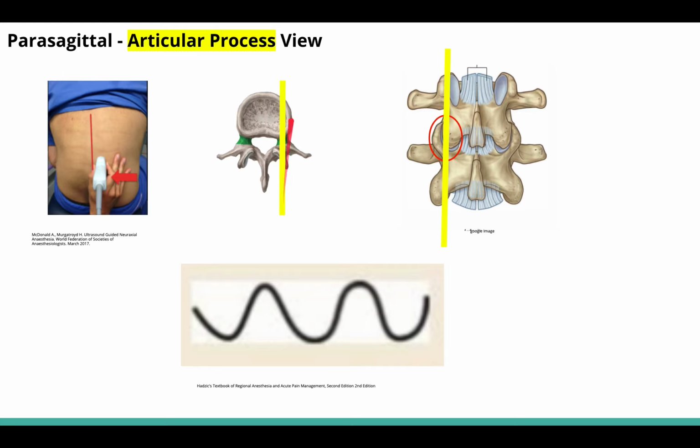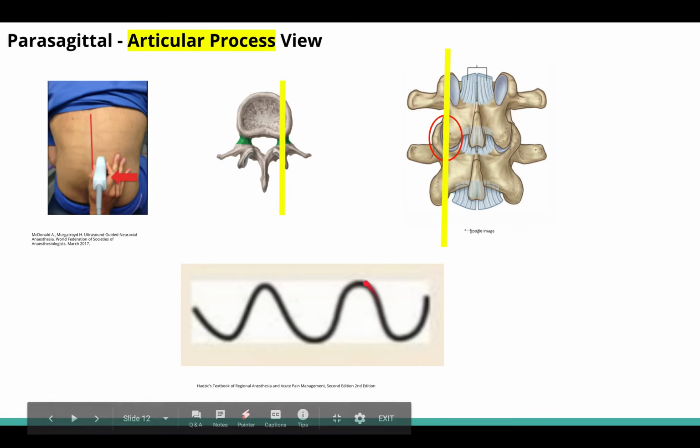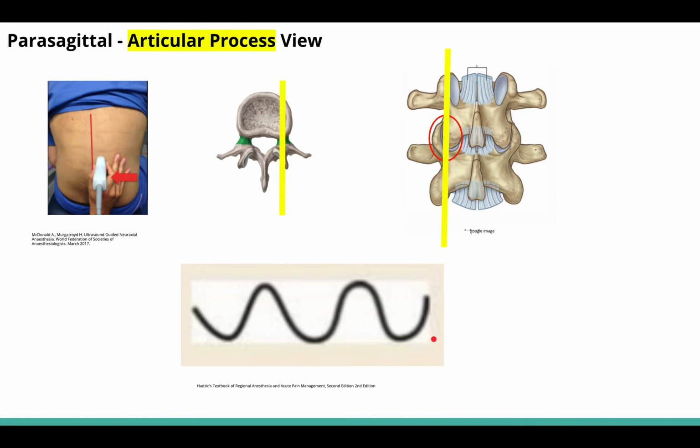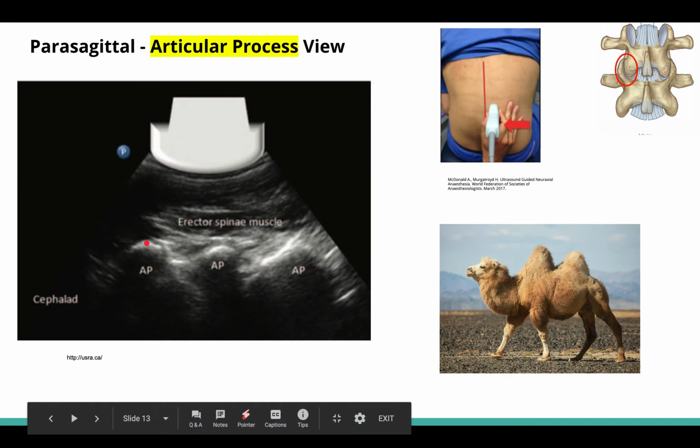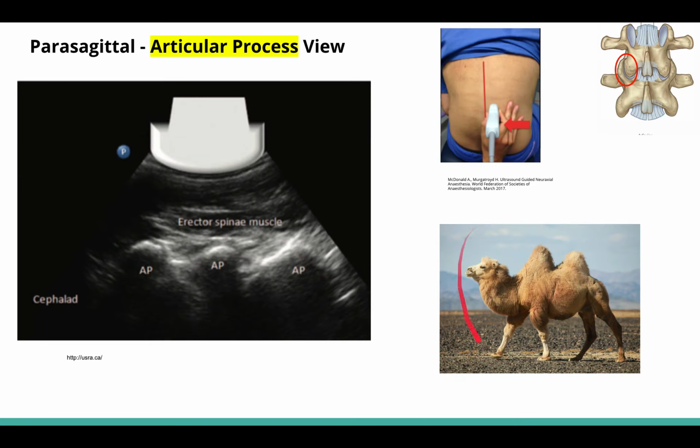Next one is slightly more helpful, and the reason is this is a stepping stone for you to obtain your parasagittal oblique. So here we slide the transducer medially toward midline, not at the midline, but we stop at the articular process. So we're looking at the superior articular process and inferior articular process. Together they create the facet joint, and the ultrasound image for this view is going to be this structure right here. This is what we call the camel hump. We see these hyperechoic structures, the articular processes, and as you can see, the shape of it gives it the name camel hump.